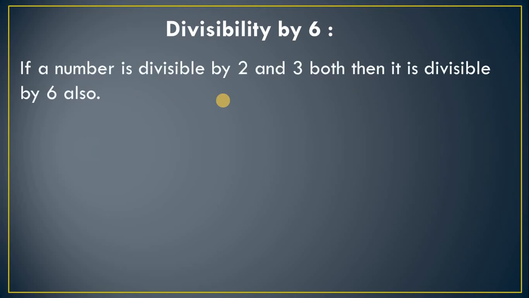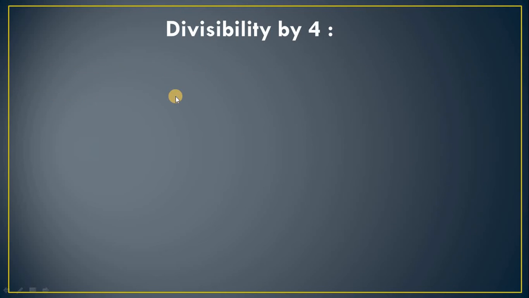Divisibility by 6. If the number is divisible by 2 and 3, then it is divisible by 6. You already understood how to check whether it is divisible by 2 and 3. If it is divisible by both, then the number is also divisible by 6.